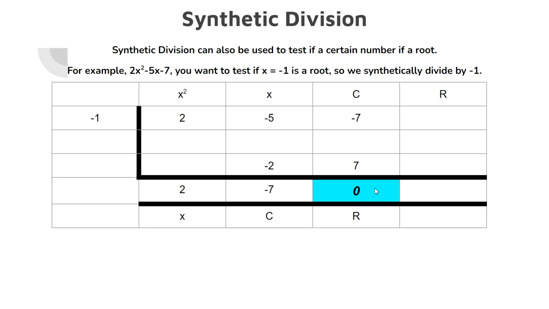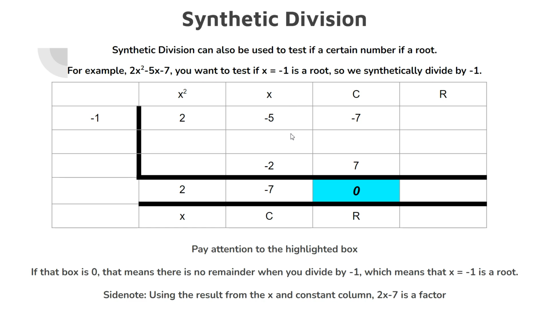Because we have a remainder of 0, as explained before, that means that x equals negative 1 is a root, because x plus 1 is a factor. As I have down here, if that box is 0, that means there's no remainder when you divide by negative 1, which means x equals negative 1 is a root. And using the result, the coefficient of the x term is 2, the constant term is negative 7, so 2x minus 7 is a factor.